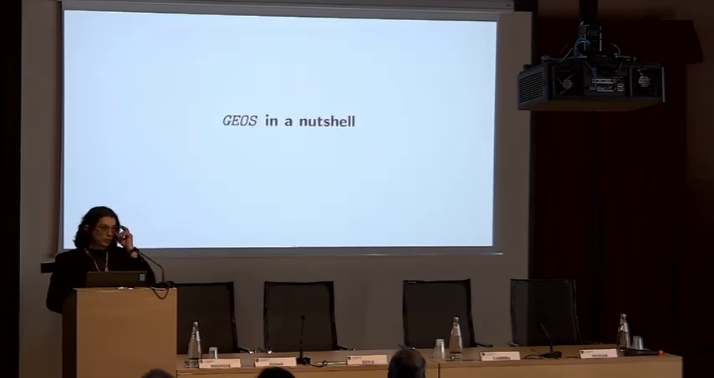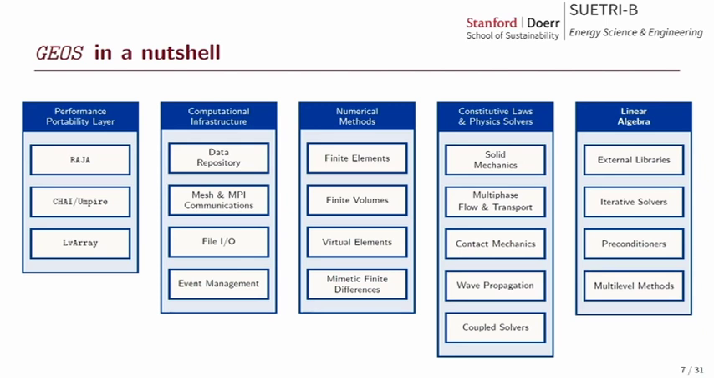Now let's move to a short description of what GEOS is. GEOS is an open source simulation framework that, if you allow me to express it in this way, is composed of five levels of abstraction. The first level of abstraction is the portability layer that allows you to execute code in parallel with different policies and move between different memory spaces. I will elaborate a bit more on that in the next slide.